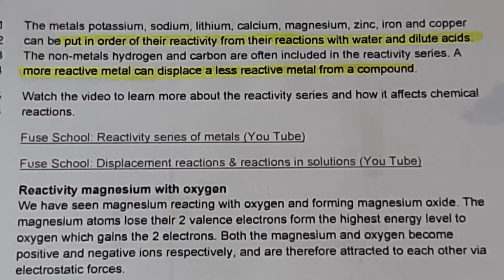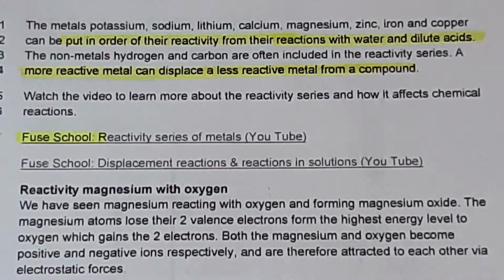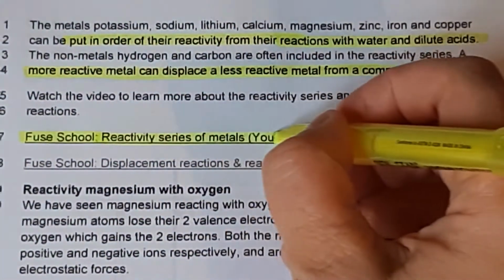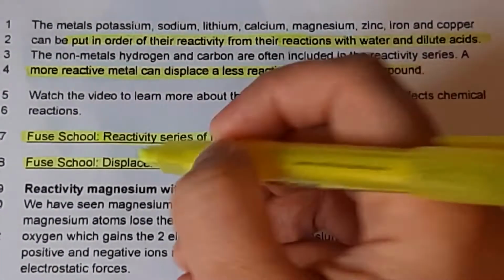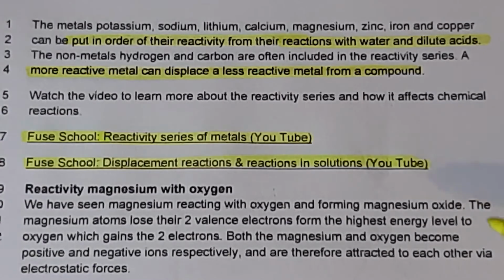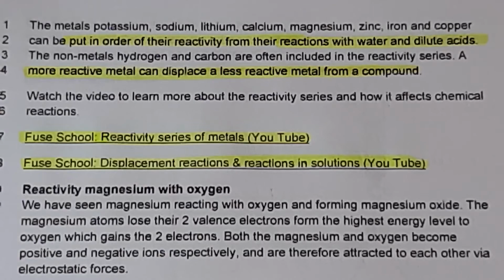So we're going to learn a bit more about the Reactivity Series and also about chemical reactions. So there's two videos here. If you have a digital copy of this booklet, which is accessible to you through your online learning group, through Teams, or ask your teacher, if you would like a copy of the book digitally. Or you can just type in Fuse School or go to the Fuse School section of YouTube and look at Reactivity Series of Metals. And there is also the Fuse School Displacement Reactions and Reactions in Solutions. You should be able to type those into YouTube and the correct videos should come up. So pause the video whilst you watch those, please.